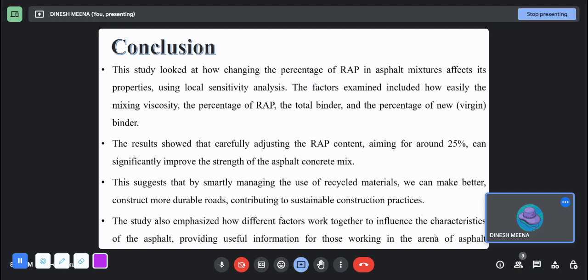contributing to sustainable construction practices. The study also emphasized how different factors work together to influence the characteristics of asphalt, providing useful information for those working in the arena of asphalt.